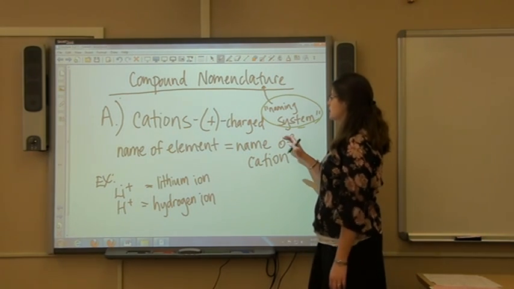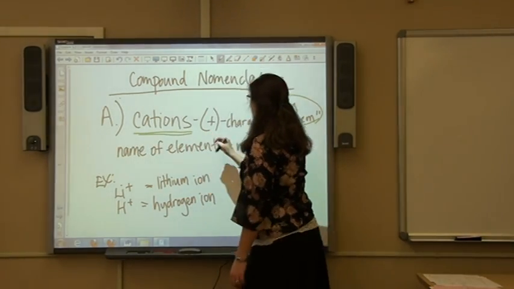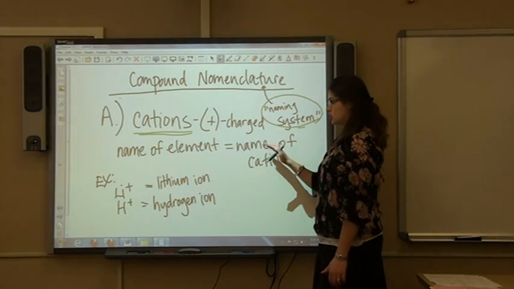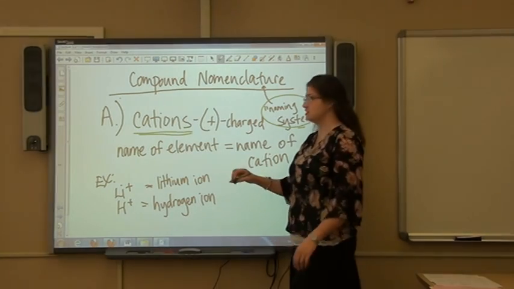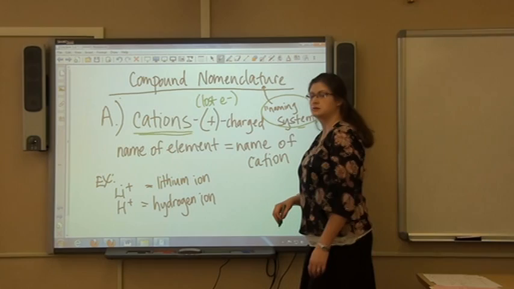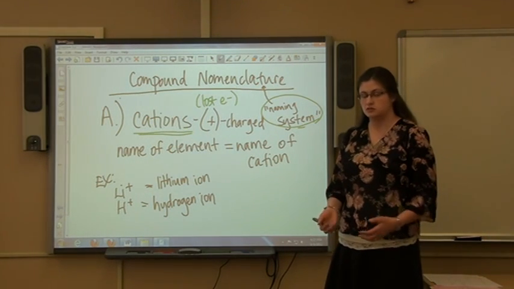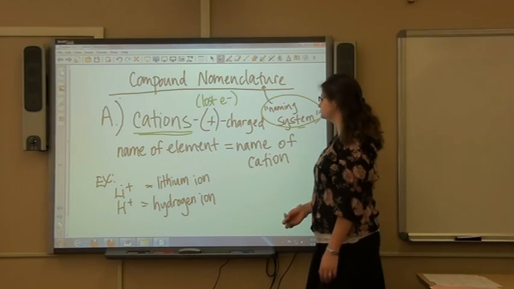Okay, so the first thing that I want to talk about naming is what we call cations. Cations are things that are positively charged. So when you're positively charged, that means that you have lost electrons. Remember that losing electrons means that you're losing that negative charge, so you become positive.